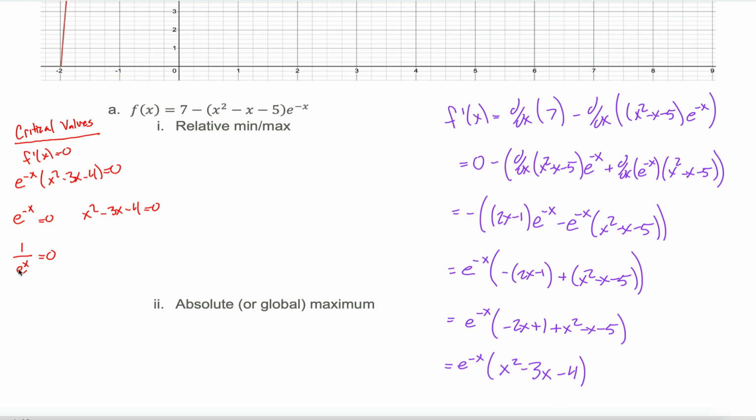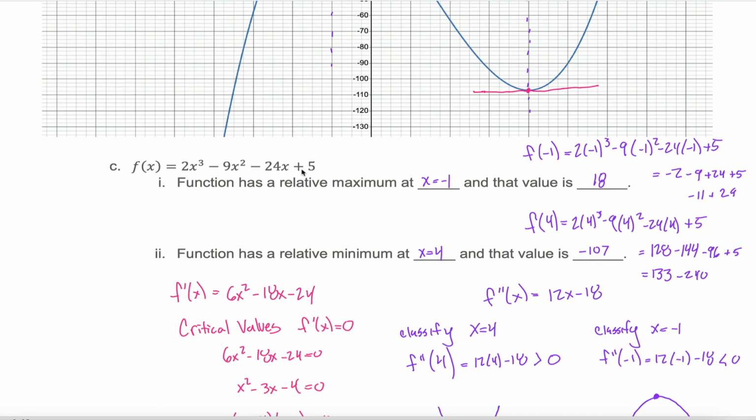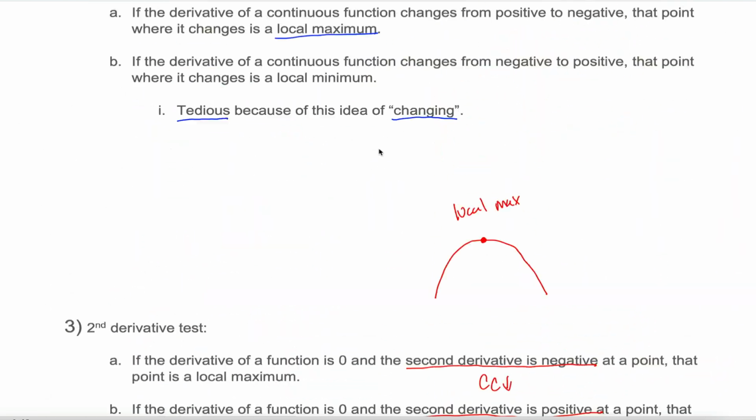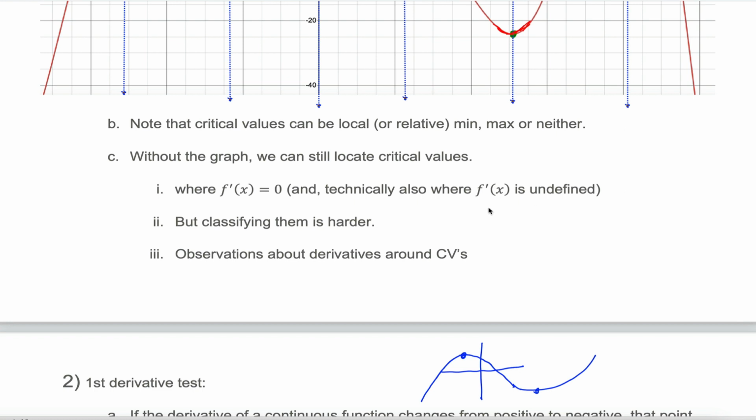You're like, what about 0? Nah, e to the 0 power is equal to 1. What I'm trying to say is not only are there no solutions to this equation, there's not even any ways we could make e to the x equal to 0, in which case we'd get an undefined first derivative, which technically also yields a critical value. Critical values when f prime of x equals 0, and technically also when f prime of x is undefined, but I told you that's not really going to happen in our class.